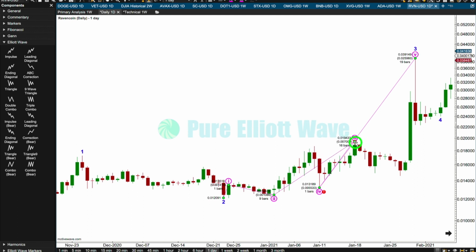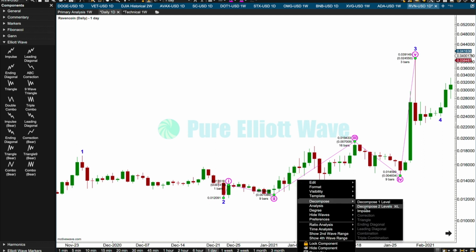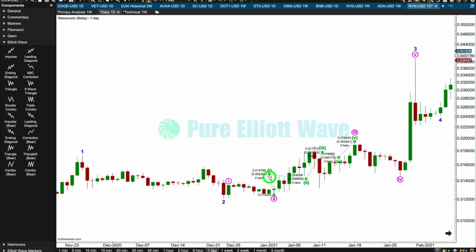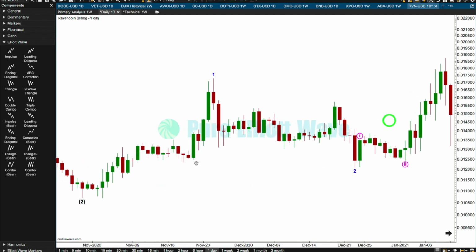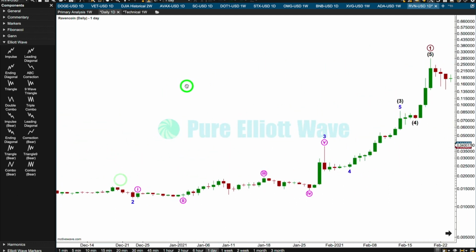So 3 could be over here. 4 could be over here. Is 3 then going to subdivide as an impulse? It can only subdivide as an impulse. No. Oh, I don't know if this is going to work, guys. Oh, how annoying. What's this? 0.13474, 0.13189. Nope, there's an overlap there. That doesn't work. Okay. Where else?